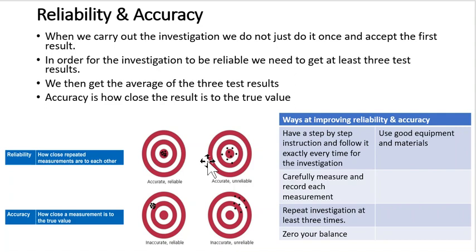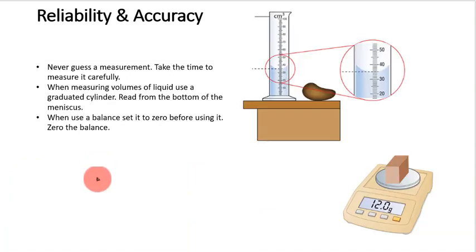You repeat the investigation at least 3 times, so that gives us a sense of reliability. Do things like zero your balance, and use good equipment and materials as well. These are some of the things that you would do in order to improve reliability and accuracy. So again, never guess a measurement, take the time to measure it carefully.